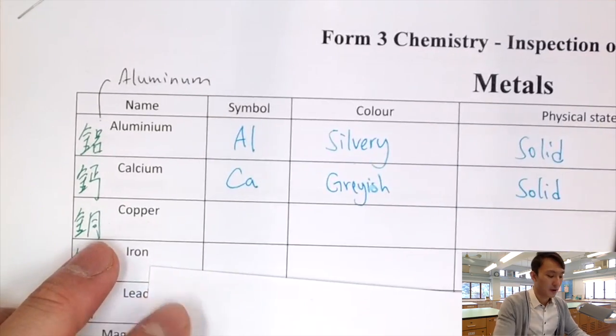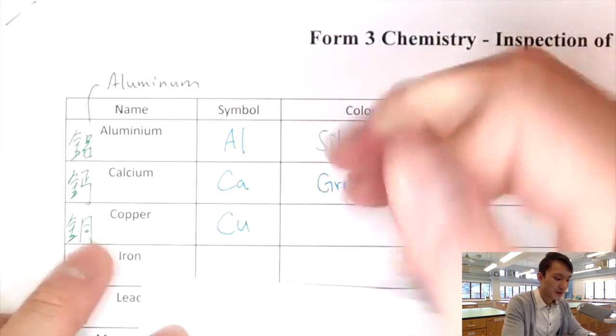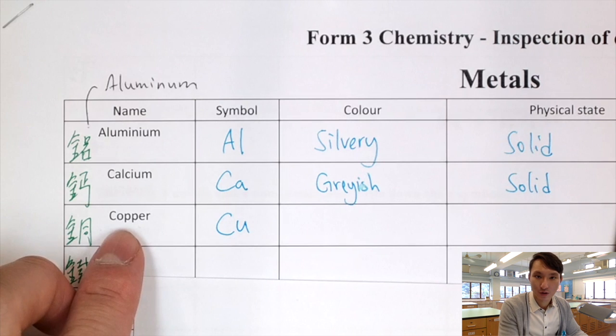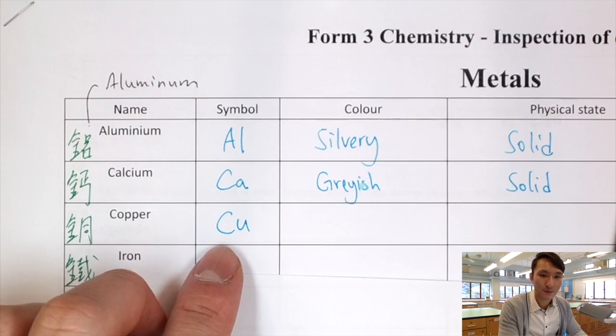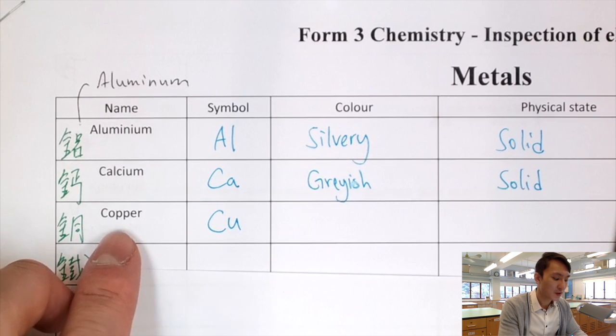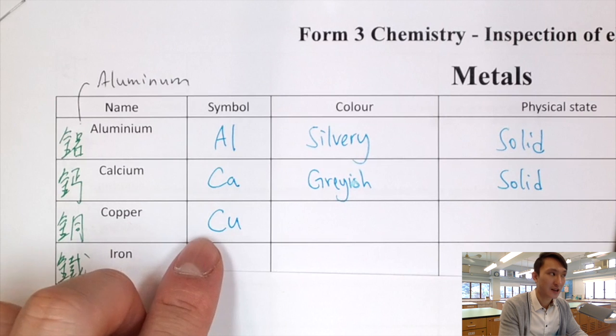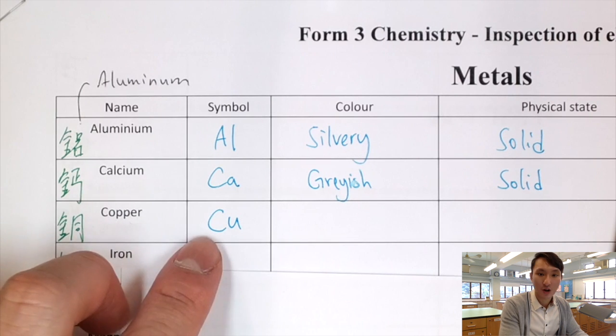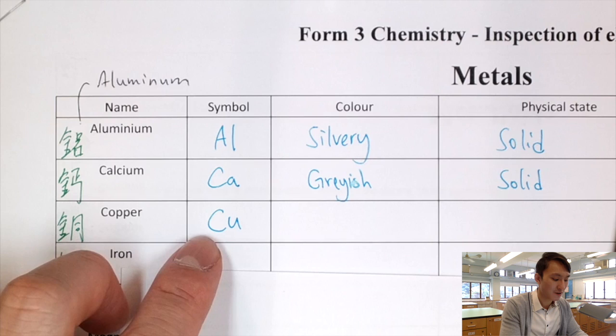Okay, next one, copper. The symbol is Cu. Now this one is a little bit different from the English name. It does not necessarily use the first two letters of the English name. Actually, some of the symbols come from the Latin word. The Latin word for copper starts with Cu, so that's why the symbol is Cu. Also, the symbol Co is actually cobalt rather than copper. So you really have to memorize the symbols.